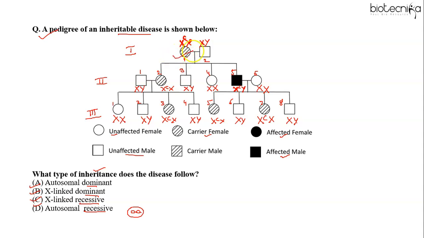On analyzing the pedigree, you can see that in the first generation, the female parent is the carrier and is unaffected. Then in the second generation, the 5th offspring is affected, but none of its progeny, from 5th to 8th, is affected. It's only in the third generation that the 5th and 7th children, the daughters, are carriers but not affected. Therefore, we can say the disease is X-linked recessive and not X-linked dominant.